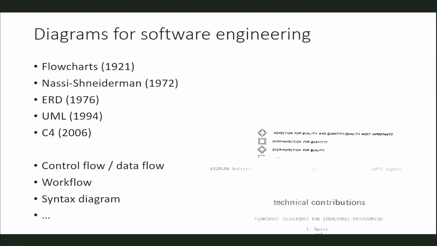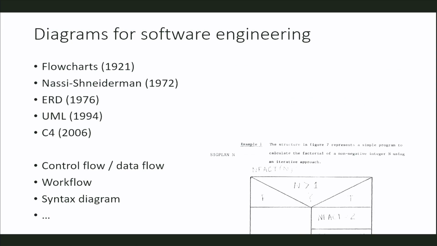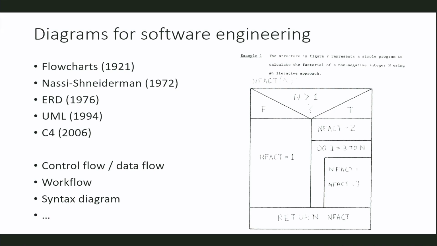Then in the 70s, we had these Nassi-Shneiderman diagrams. This is the original publication from SIGPlan. And here's one representation of the computation of a factorial. So they have if-then-elses, they've got loops. It's actually a lot more elaborate than just writing the code. But some people thought this was a real good idea.